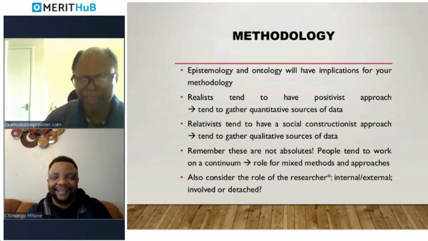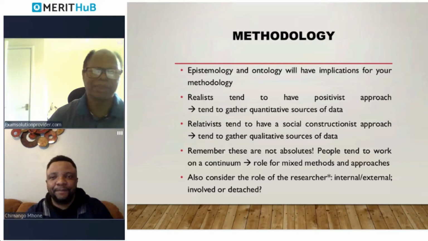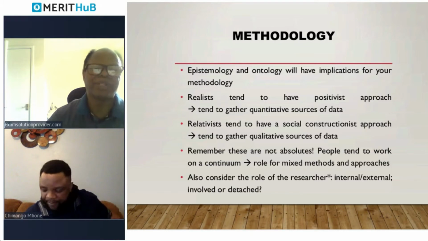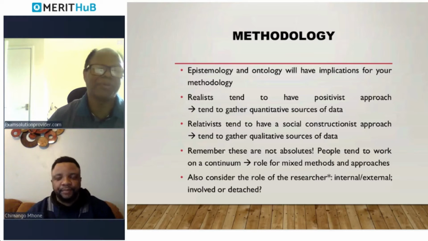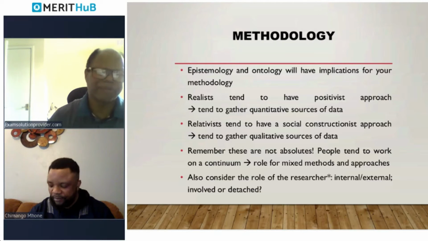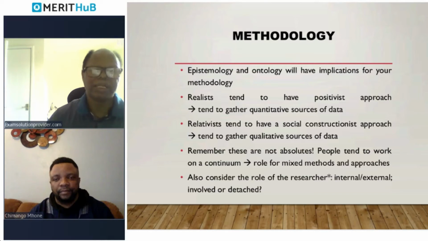So this is methodology. Epistemology and ontology will have implications for your methodology. That's why you need to have those thinkings, because they affect your methodology. But otherwise, we don't expect you to be writing about those. Realists tend to have a positivist approach. So therefore, they tend to gather quantitative sources of data. So you can see, you're more likely to be following quantitative research.